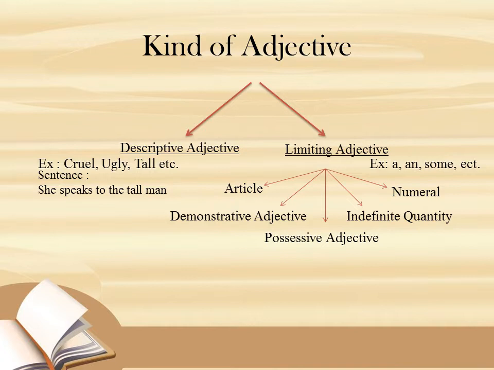And the second is limiting adjective. A limiting adjective is an adjective that modifies a noun or pronoun by restricting it rather than describing the qualities or traits of it. Limiting adjectives are contrasted to descriptive adjectives, which do describe nouns and pronouns, such as a, an, some, etc. There are five parts of limiting adjectives: article, demonstrative adjective, possessive adjective, indefinite quantity, and the last, numeral.